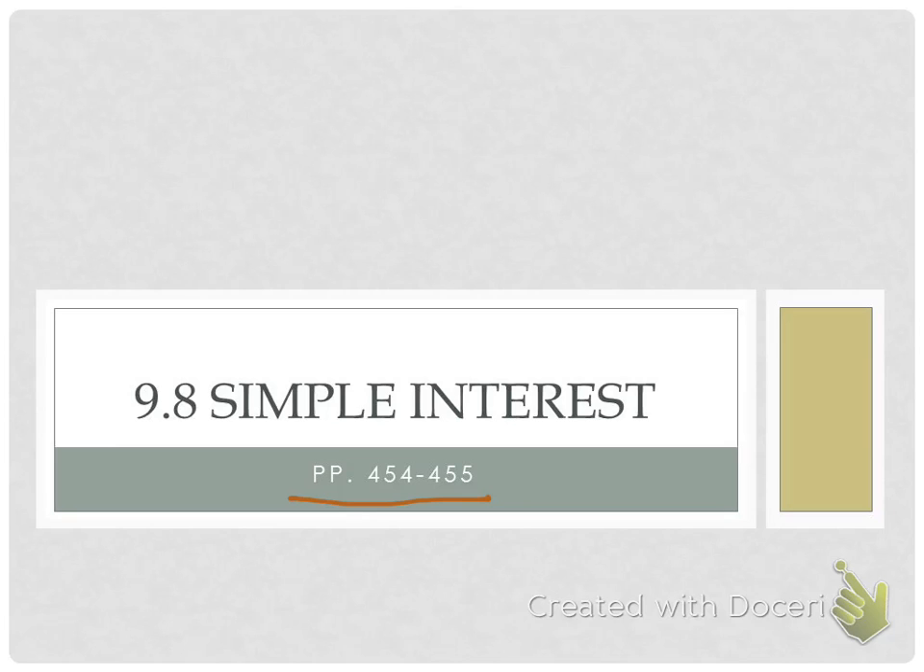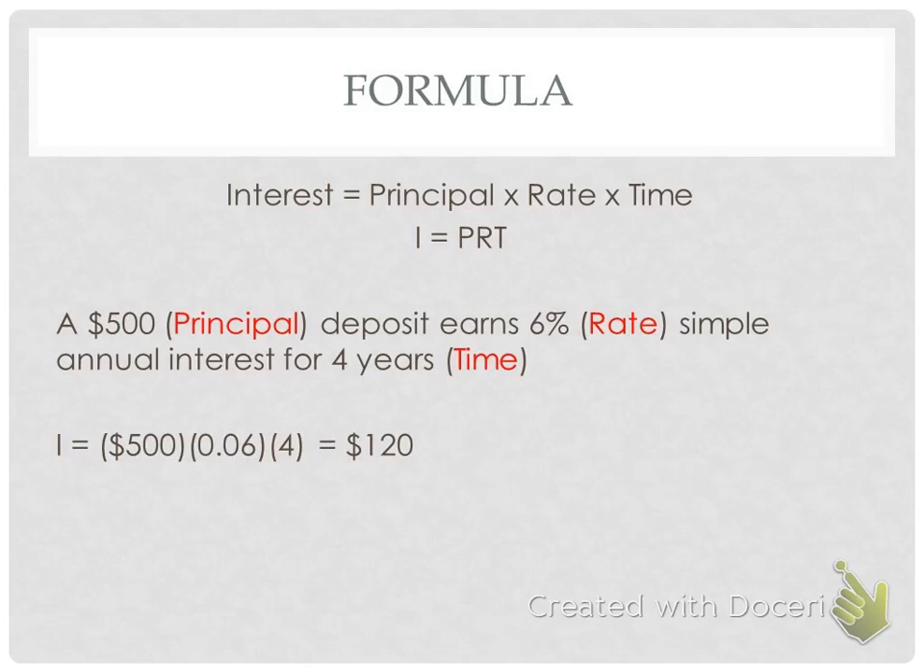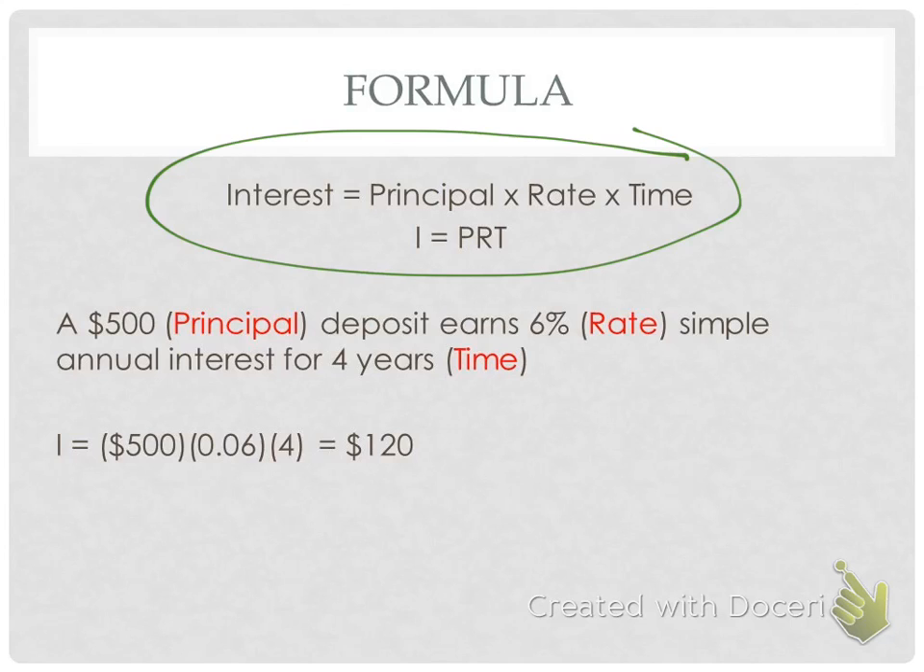Now, this chapter we've dealt a lot with formulas, right? Our proportion formula for finding percent, our percent equation. And so now, section 9.8, we're going to learn one last formula. And that is our interest formula. Simple interest formula is interest equals principal times rate times time. All right, and what that is abbreviated as is I equals PRT.